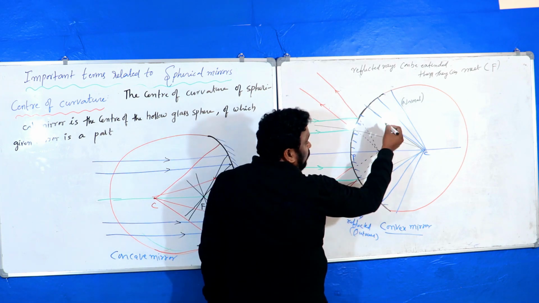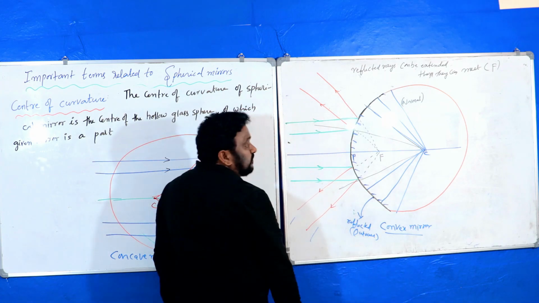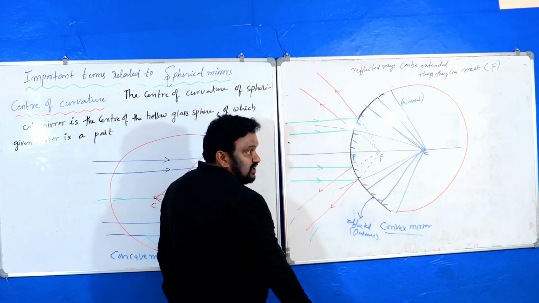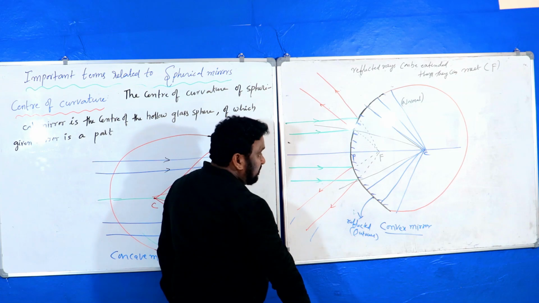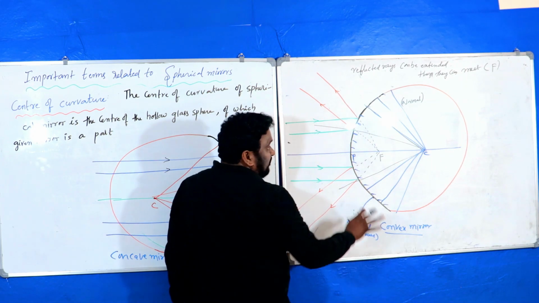The normal lines which are drawn from the reflected surface, they can meet at a particular point, that point we call the center of curvature.